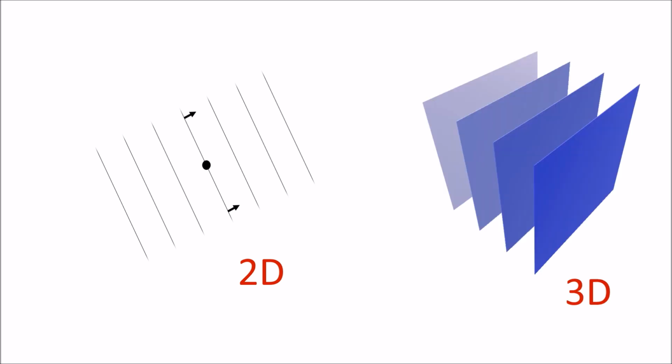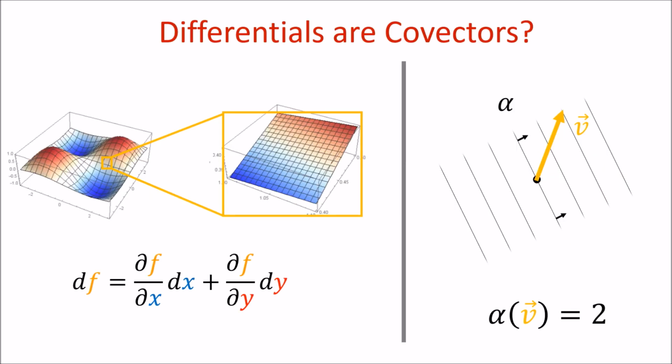So 2D covectors can be visualized like this as a stack of lines, and 3D covectors can be visualized like this as a stack of planes. So differentials and covectors seem pretty different. Why do I say that differentials are covectors?